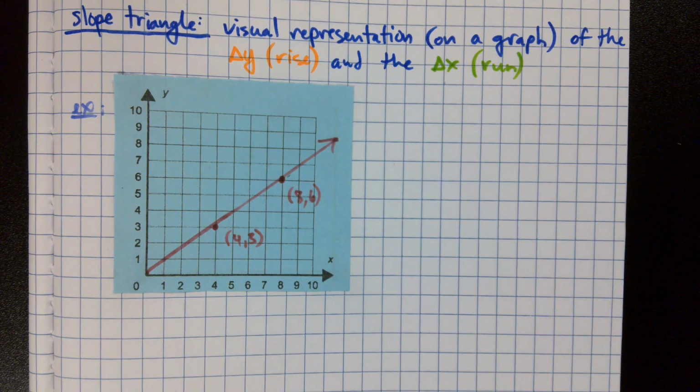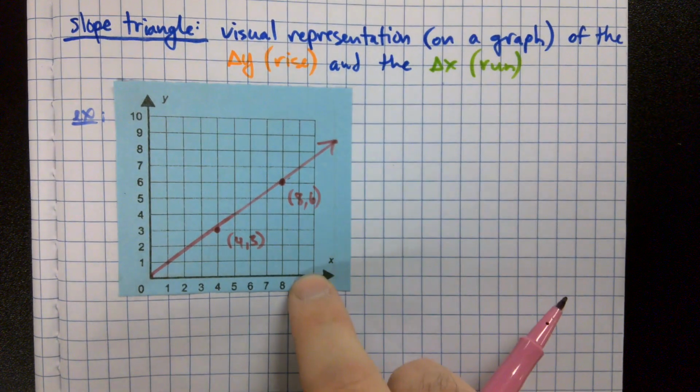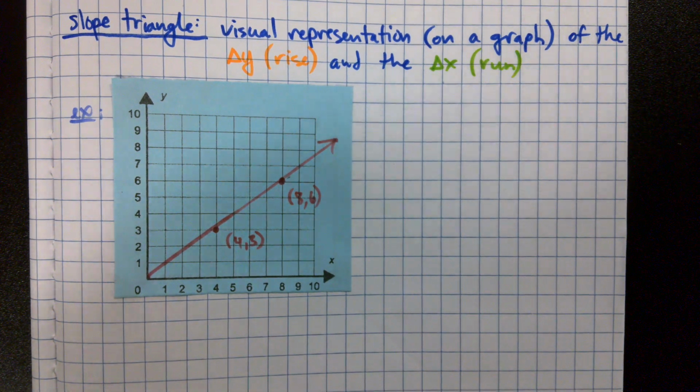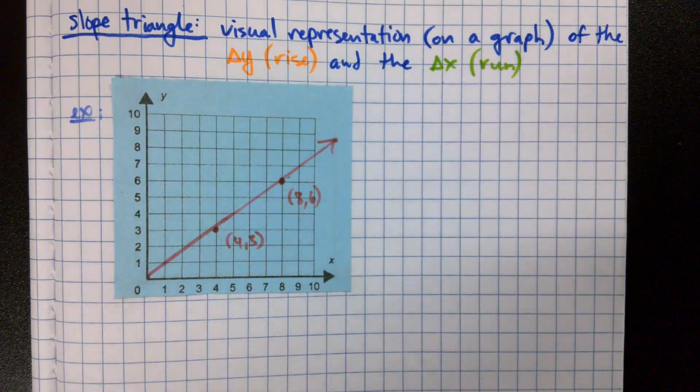Write in the coordinates, but please make sure you write your coordinates underneath your line. It's going to be extremely important once we draw our slope triangle.